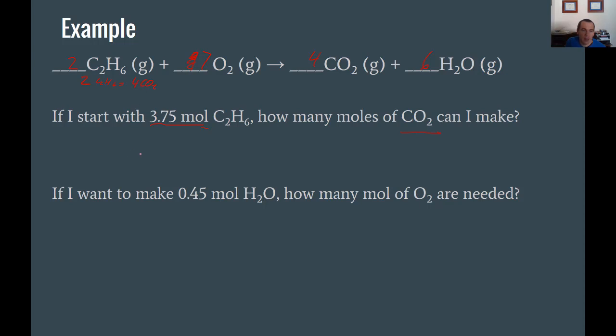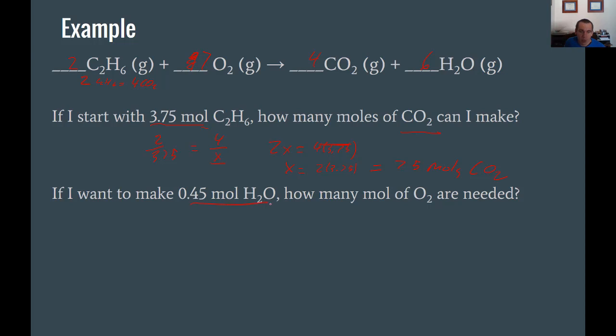So all I have to do to answer this question is say, well, 2 is to 3.75 as 4 is to what, right? Because the mole ratio is not going to change. So then all I have to do is get 2x, right? I'm going to cross multiply here, equals 4 times 3.75. And then x is 2 times 3.75, which is 7.5 moles CO2.